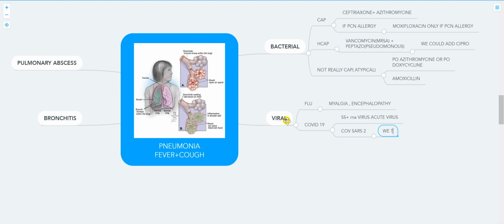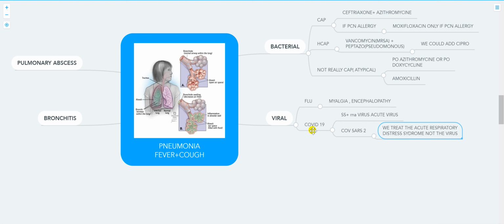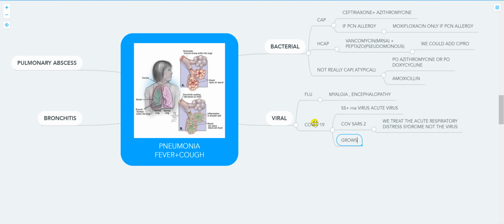We treat the acute respiratory distress syndrome, not the virus. The problem with this virus: usually other viruses that cause rhinosinusitis grow at 36 degrees body temperature, but this one grows at 38. So that's the problem with the virus, because it grows at this temperature. That's why it causes problems. There are other viruses like it, but they don't grow at body temperature, so they're not as problematic.